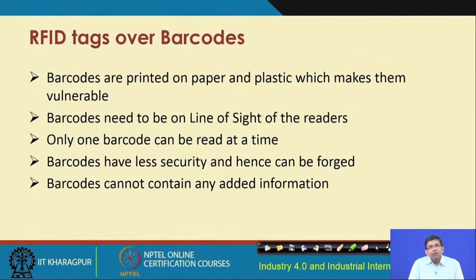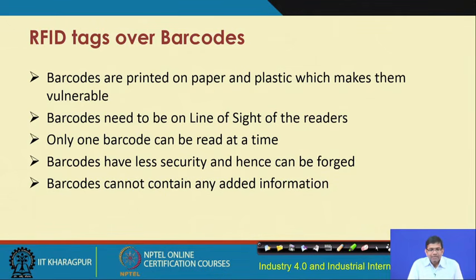So, compared to RFIDs, barcoding mechanisms could also be used. Both RFID tags and barcodes could be used, but RFID tags over barcodes is something that is very interesting. These barcodes are basically printed on some device, some goods, maybe paper or plastic and so on. Barcodes need to be in the line of sight of the readers, and only one barcode at a time can be read, and these barcodes have less security and hence can be forged. Barcodes cannot contain any added information beyond what is actually encoded in these codes.